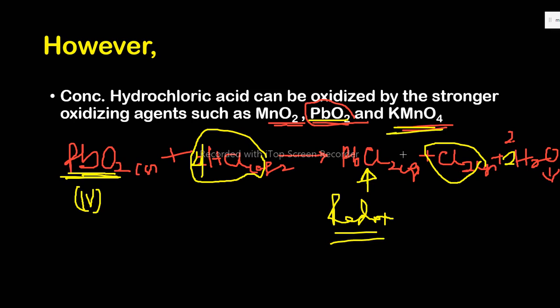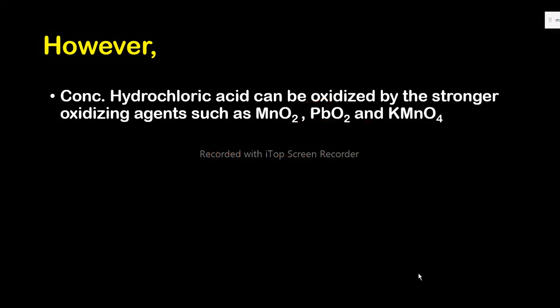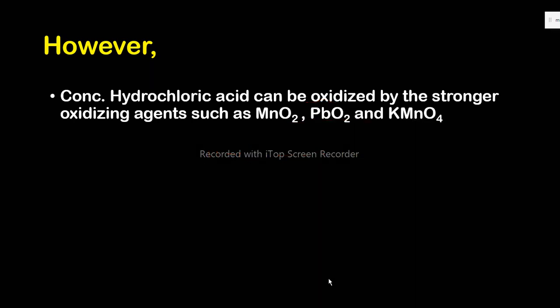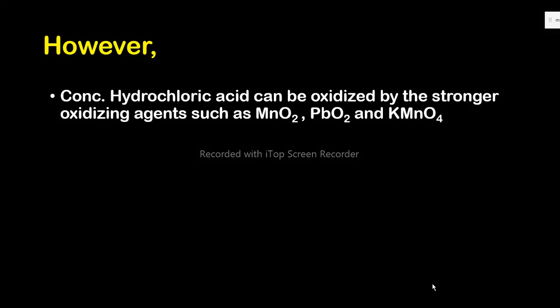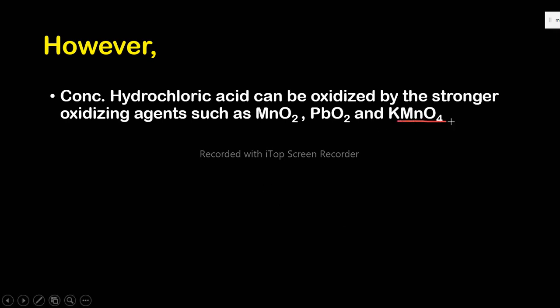Similarly, you can do the same for potassium permanganate. Why don't you try it out? But anyway, here you use half equations and high chances that you haven't studied half equations. So with potassium permanganate, here we can use half equations.